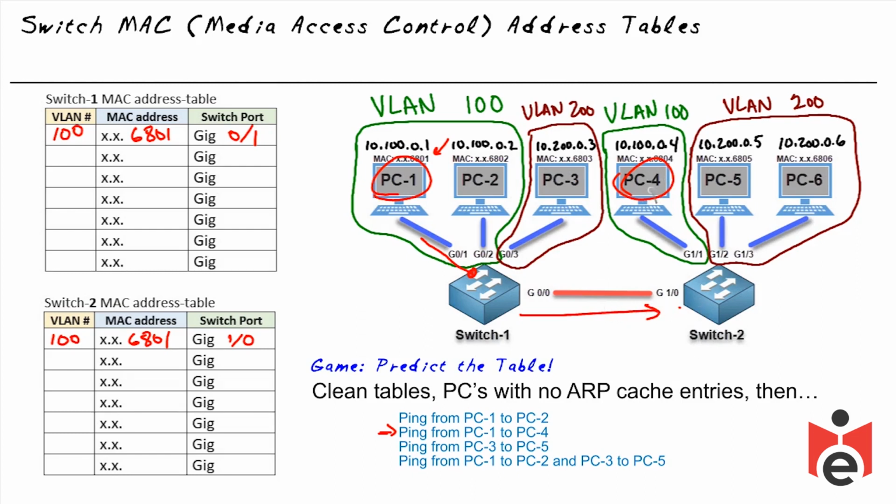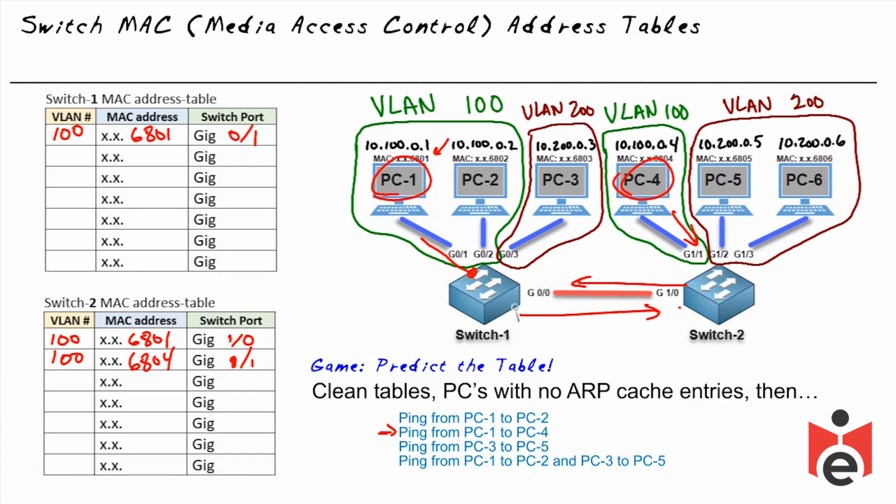And then when PC4 responds with an ARP reply, that's going to go into the switch here on gig 1/1. So that's gig 1/1 right there. That's the MAC address of PC4 at 6804. And that access port, gig 1/1, is in VLAN 100. And because switch 2 is forwarding a frame destined for 6801, based on its MAC address table, it knows it needs to forward it that way. So it sends the frame this way.